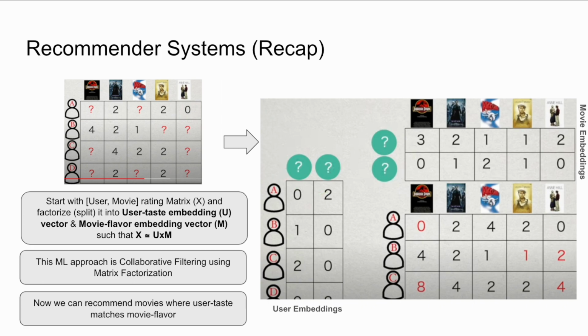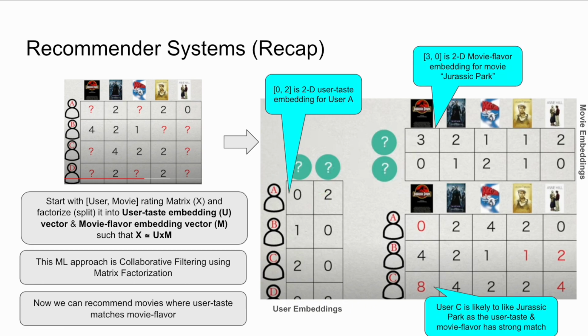Now, we can use these user embedding and movie embedding matrices to fill in the blanks in the original user rating matrix. This way, we can predict whether a user will like a movie or not based on how well the movie's flavor matches the user's taste.